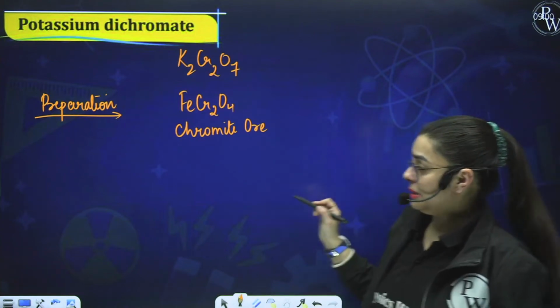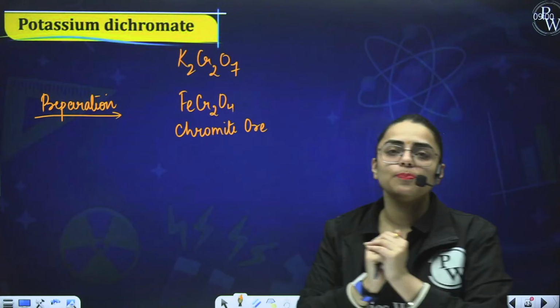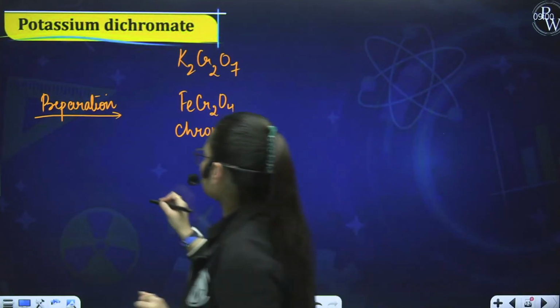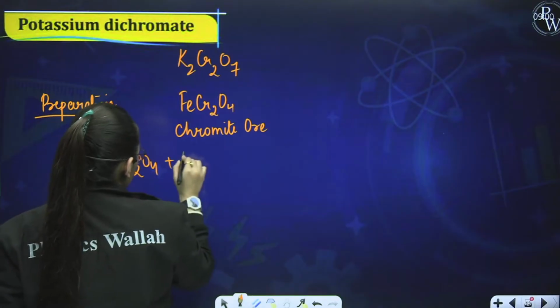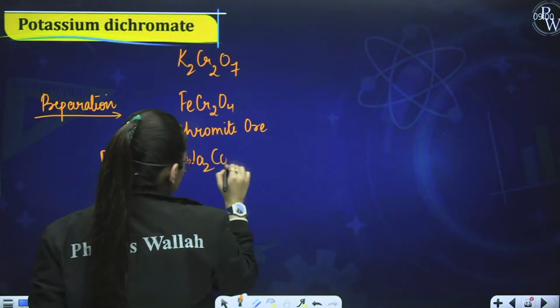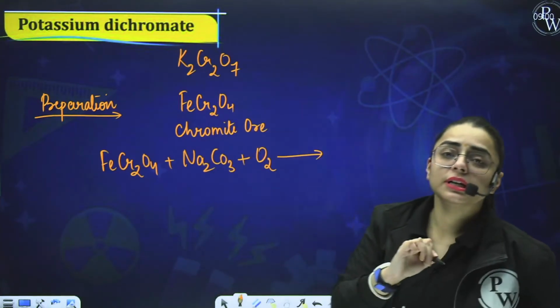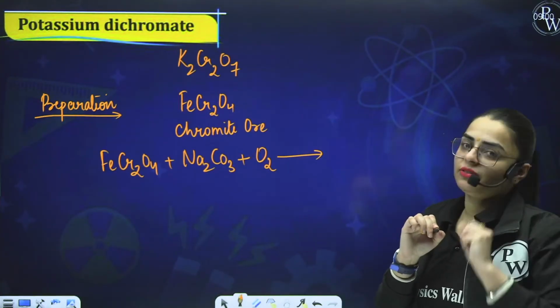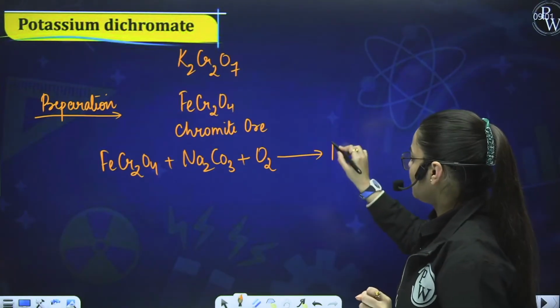Now what will happen? This chromite ore, FeCr2O4, will further react with Na2CO3 and O2. What will happen over here? First of all, sodium chromate will be formed. Sodium chromate. Now basically see how you have to do this.